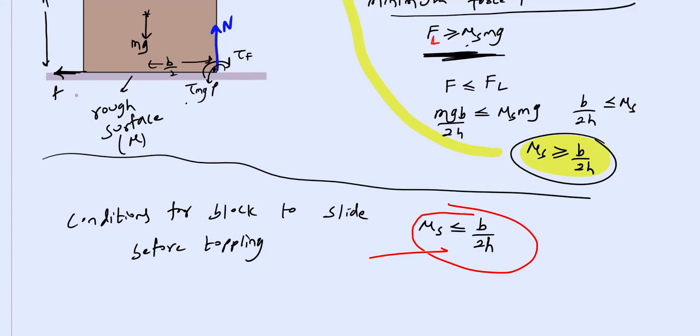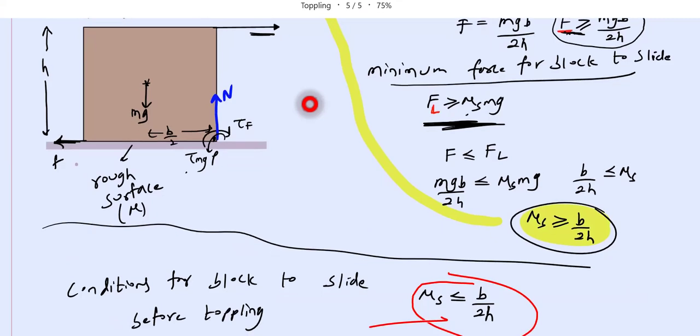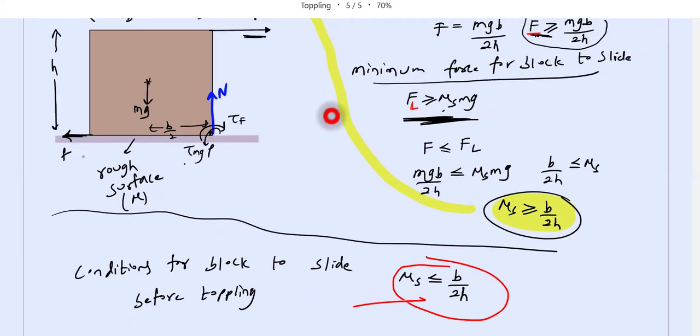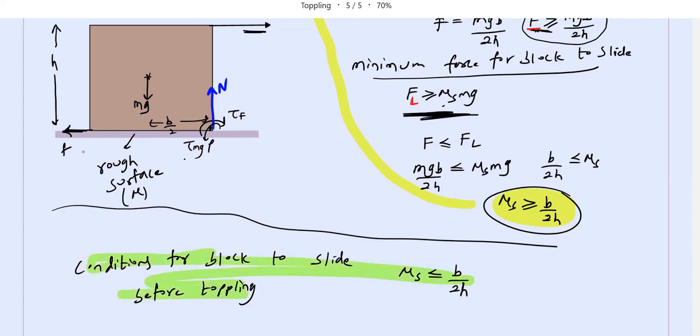If mu s is greater than b by 2h, the block will topple before moving. If mu s is less than b by 2h, you apply this force F, then the block will first slide, then topple. So these are the two important ideas. So either the force will determine, or the physical conditions will determine whether the block will first slide, then topple, or first topple, then slide.